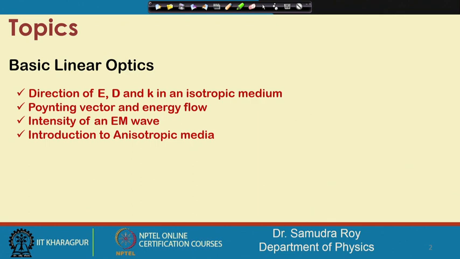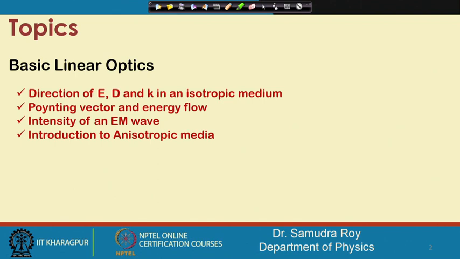these. So, direction of the vectors E, D, k in isotropic medium. So, we know what is electric field, what is magnetic field, and what is the D vector, and k is the propagation constant. So, how these things are related to each other, what is the relative direction of these quantities, we need to learn in an isotropic system.